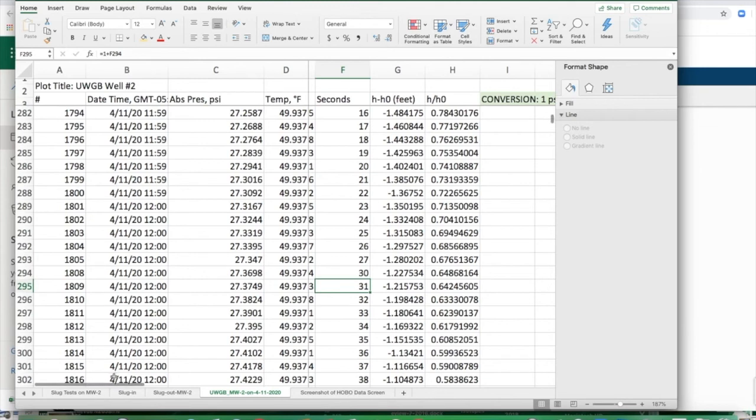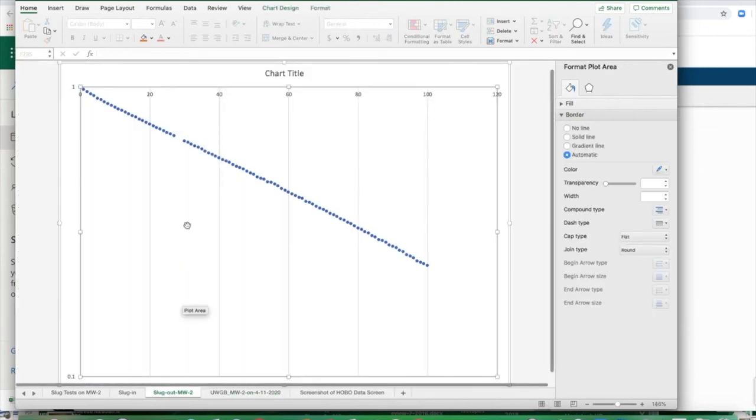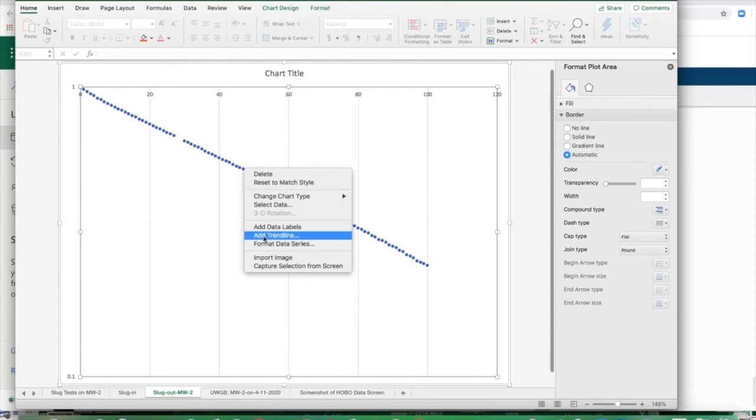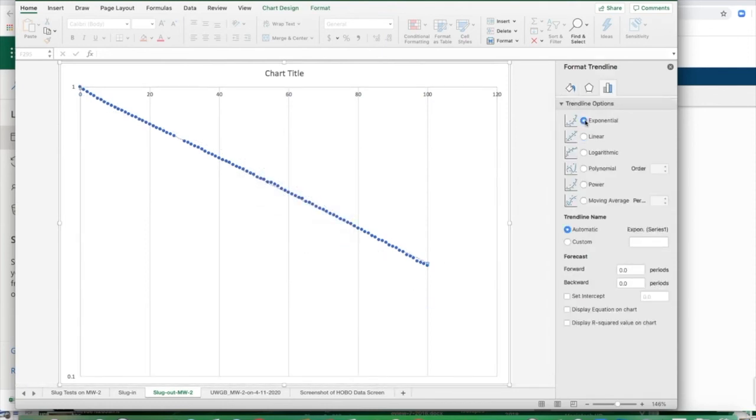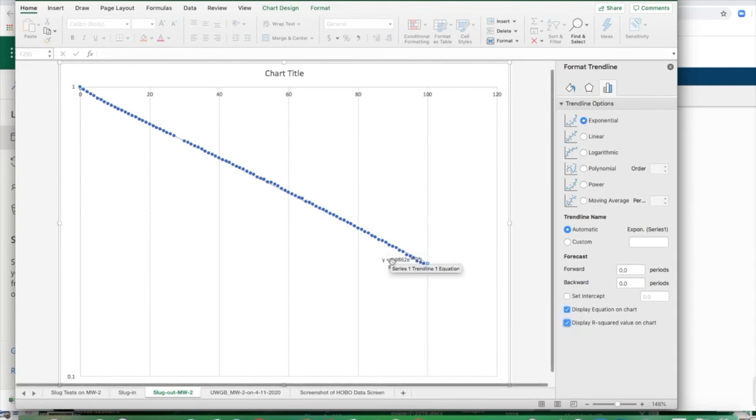Now when I go back to my slug out chart, those two data points disappeared. Doesn't matter that I have a gap there. I'm going to get a pretty nice best fit line. So let's try that. Let's add the trend line. We can choose our exponential fit again. We can display the equation and the r-squared value.